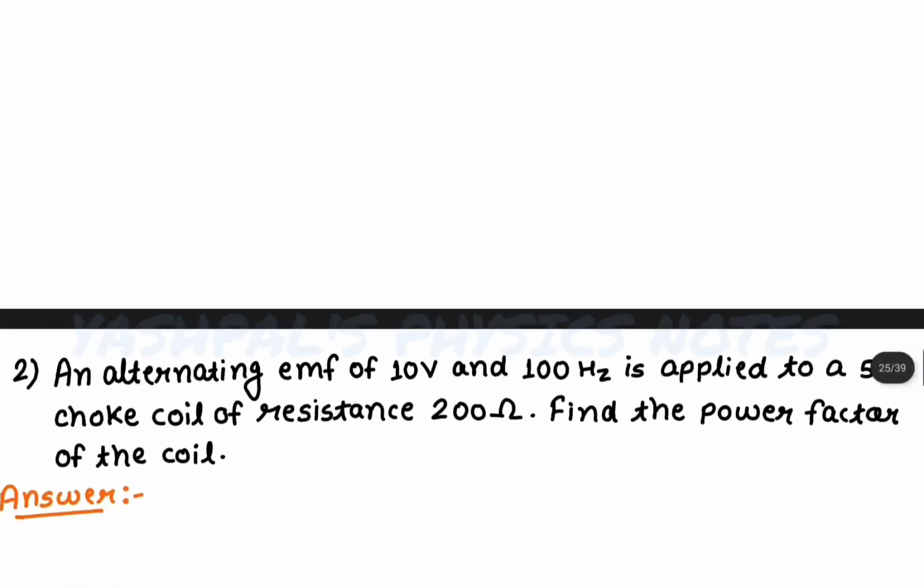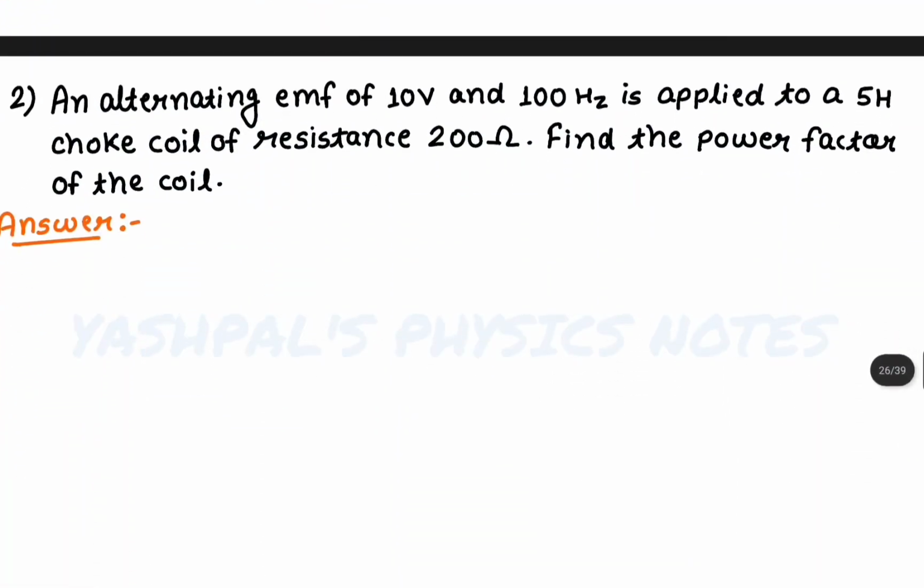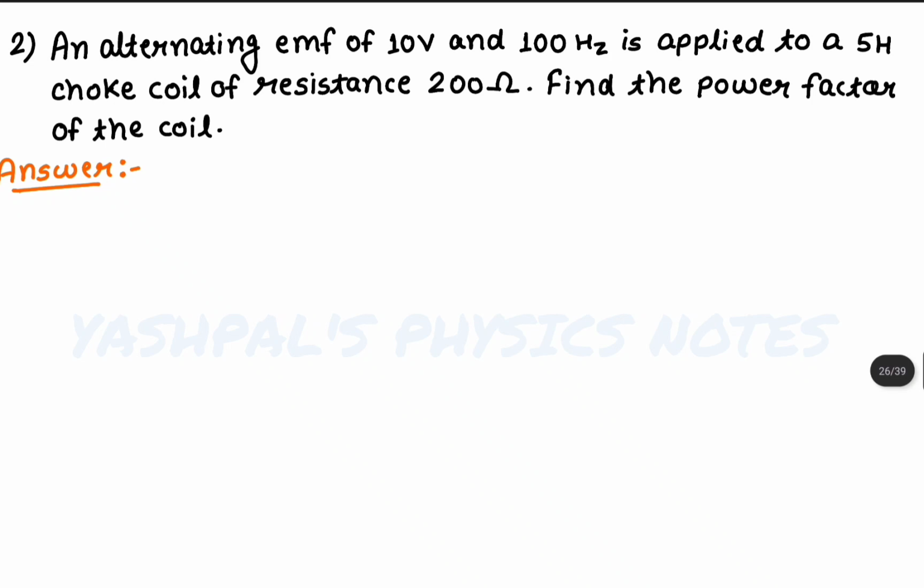Next problem is that an alternating EMF of 10 volt and 100 hertz is applied to a 5 Henry choke coil of resistance 200 ohm. Find the power factor of the coil. So first of all, we will write the given data. So what is given? We are going to write it down.